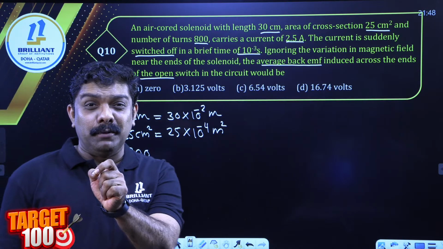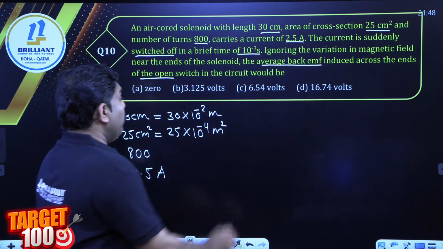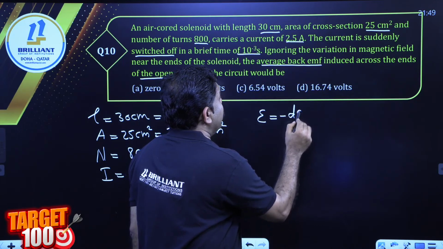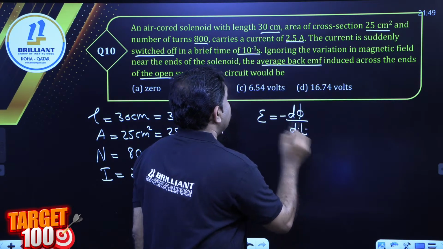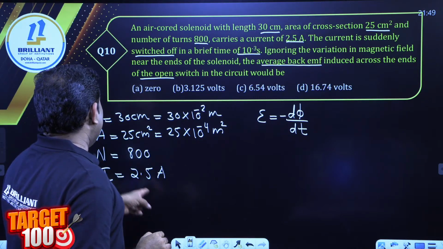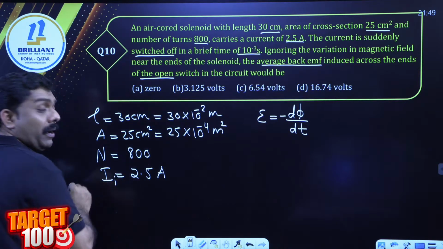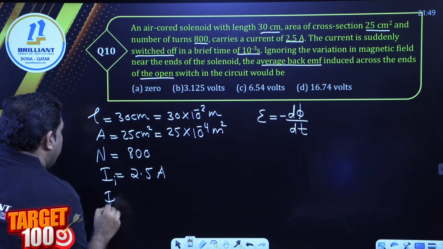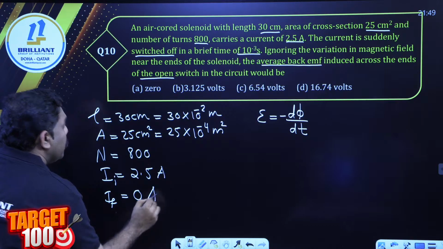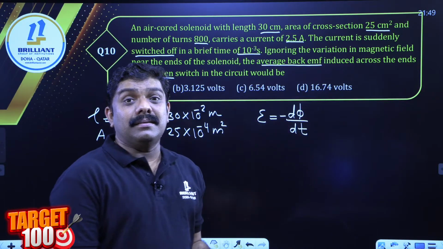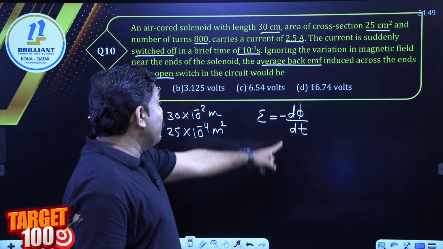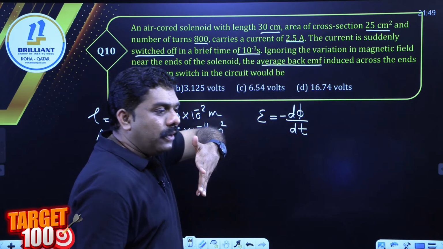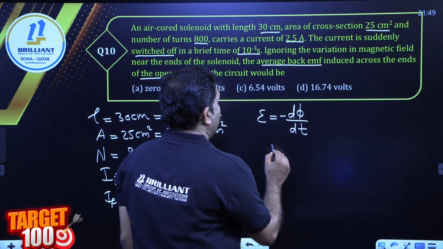It's a lengthy procedure. Please see. We know the EMF equation: E equals minus d phi by dt. And here the initial current is 2.5. It's switched off, they said, so the final current will be 0 ampere. So now E equals minus d phi by dt. I want to find the induced EMF. The back EMF means induced EMF.